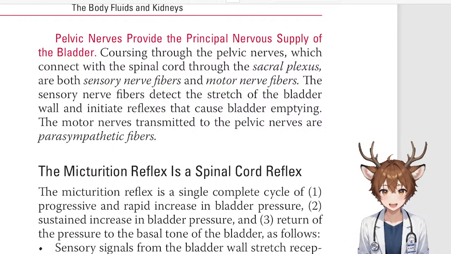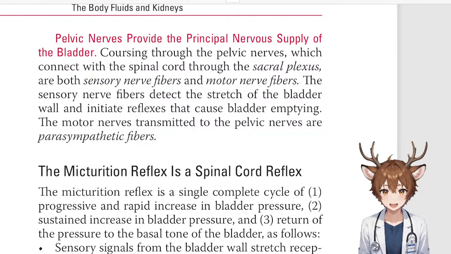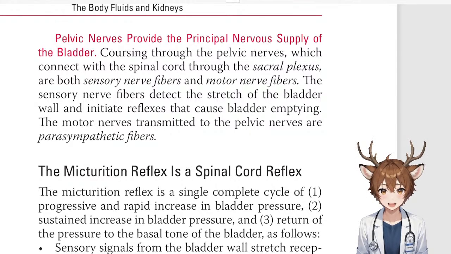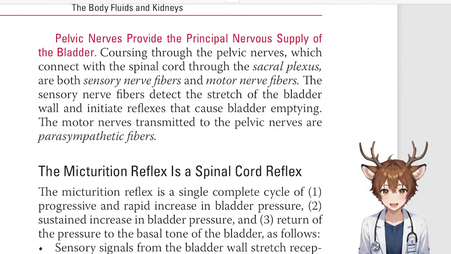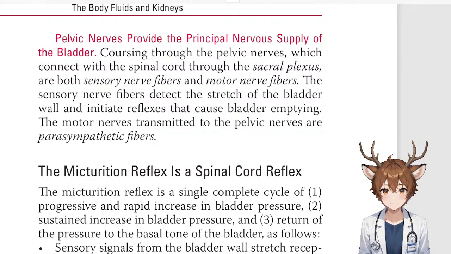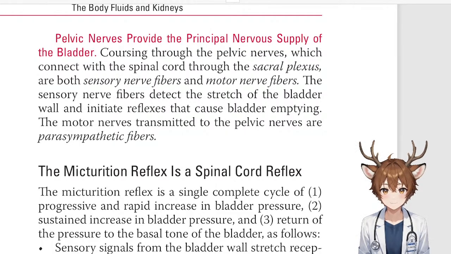Pelvic nerves provide the principal nervous supply of the bladder. Coursing through the pelvic nerves, which connect with the spinal cord through the sacral plexus, are both sensory nerve fibers and motor nerve fibers. The sensory nerve fibers detect the stretch of the bladder wall and initiate reflexes that cause bladder emptying. The motor nerves transmitted to the pelvic nerves are parasympathetic fibers.